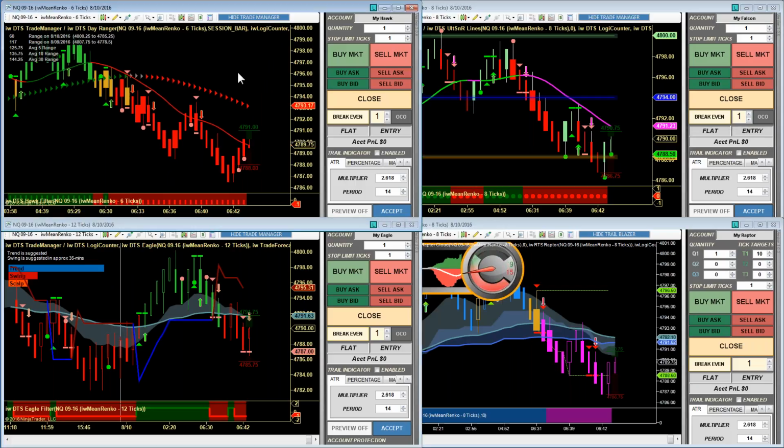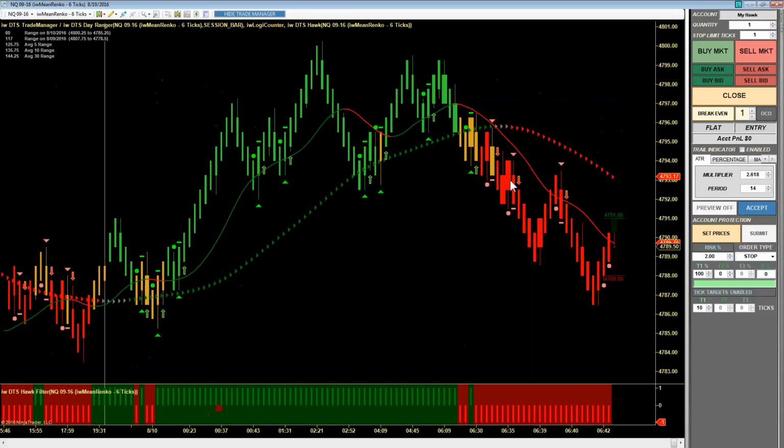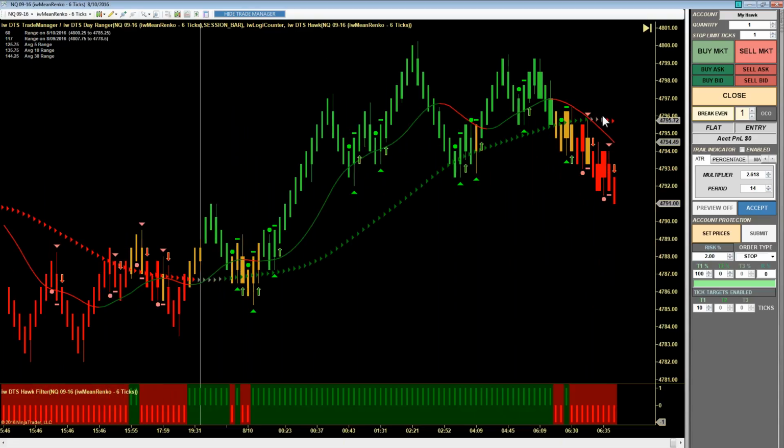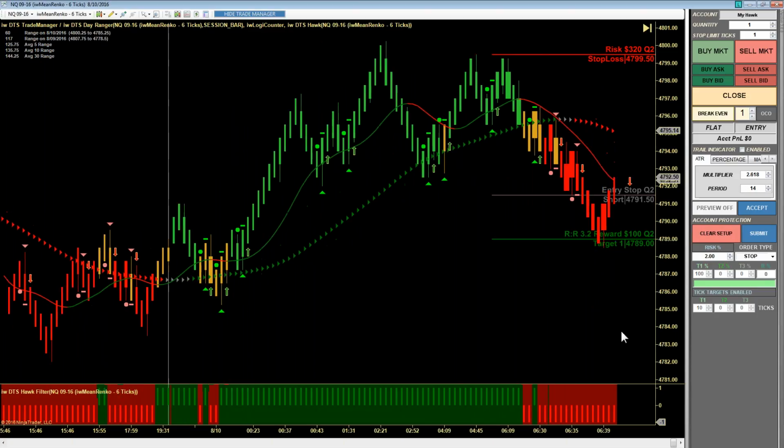See here on the Hawk Scalper, we actually produced a first micro-macro cross signal right here. Micro line crosses the macro line, first signal where everything is in sync. We have red bars, red trend lines, red filter, and grabbed a nice little scalp out of that.